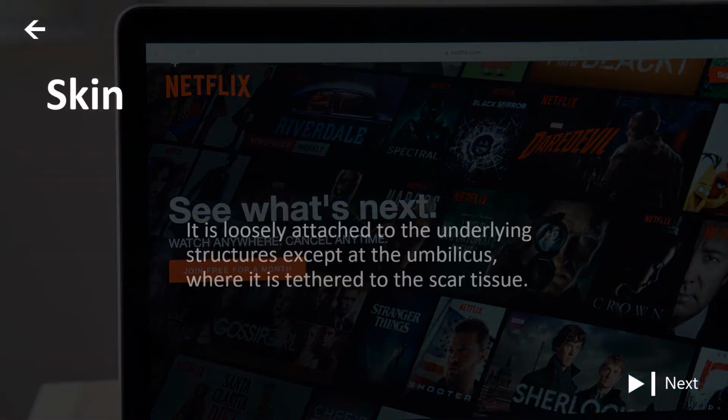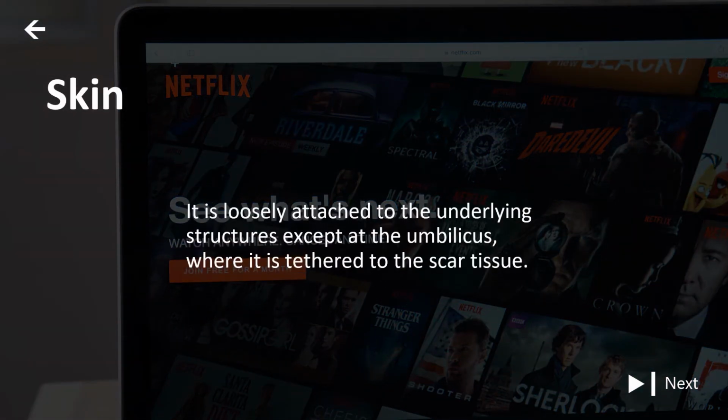Skin. It is loosely attached to the underlying structures except at the umbilicus, where it is tethered to the scar tissue. The natural lines of cleavage in the skin are constant and run downward and forward, almost horizontally around the trunk. The umbilicus is a scar representing the site of attachment of the umbilical cord in the fetus. It is situated in the linea alba.